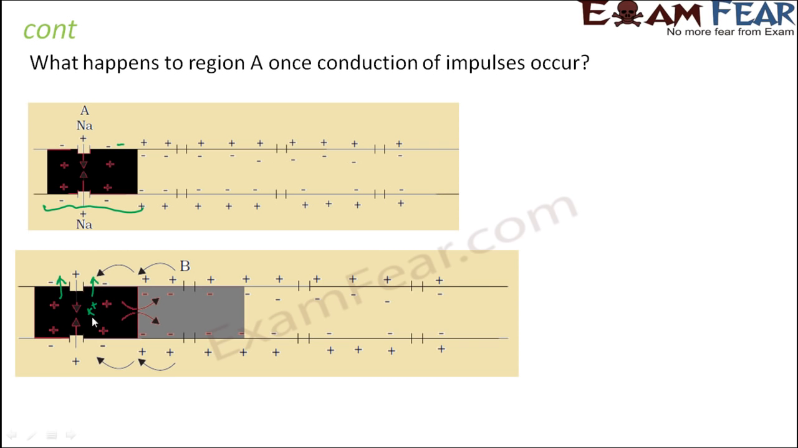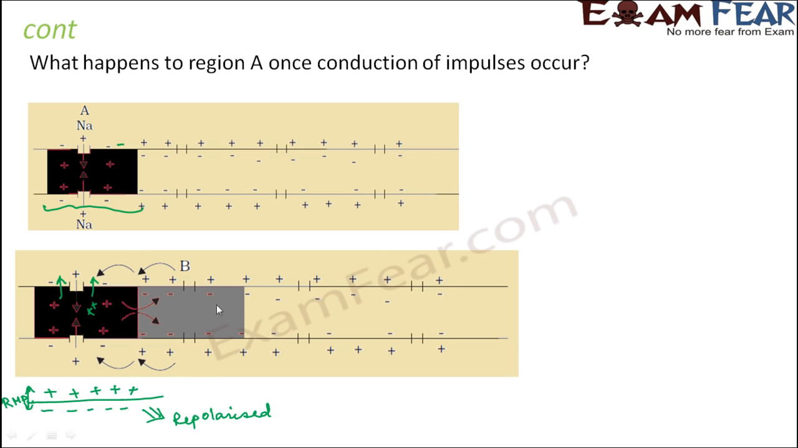outside just to balance the positive charges. A lot of positive ions will be sent outside. So finally again the inner side of the membrane will be negatively charged and the outer side will be positively charged, and the potential difference will become equal to the resting membrane potential, and then we say that it is repolarized. So it came back to the polarized state once again. That is why it is called repolarized.